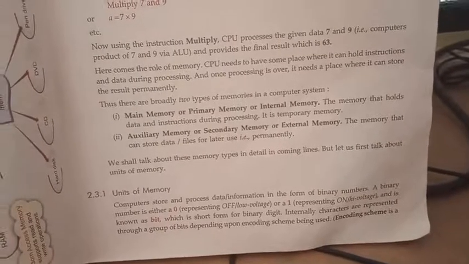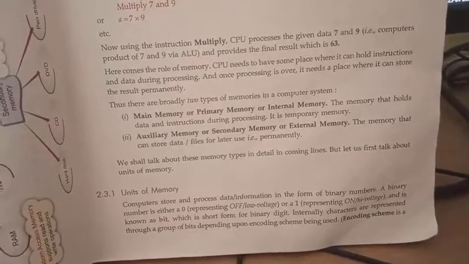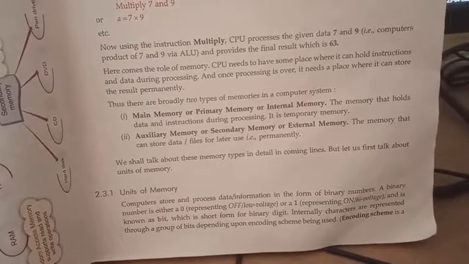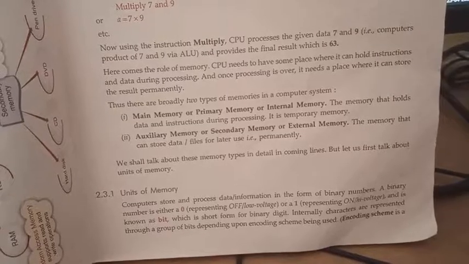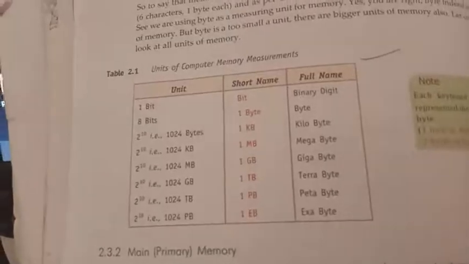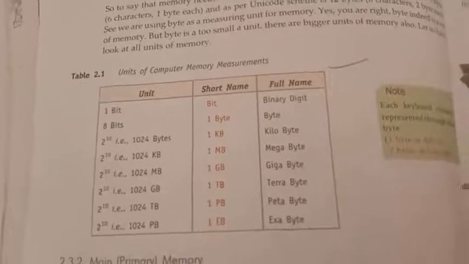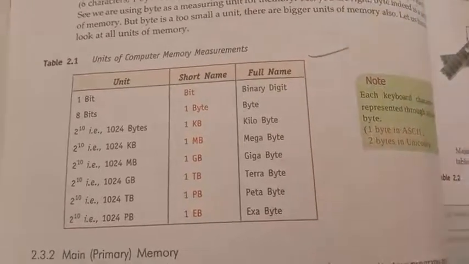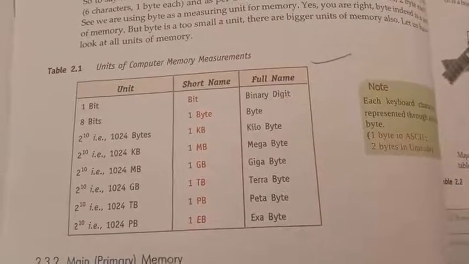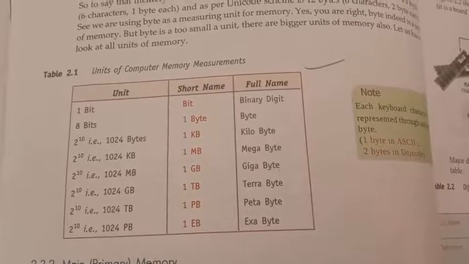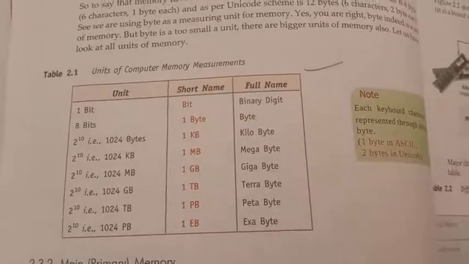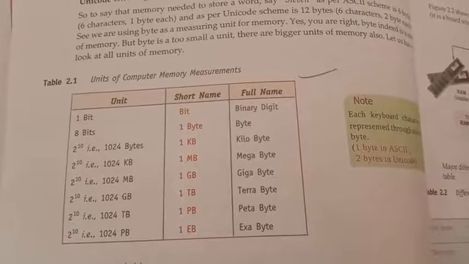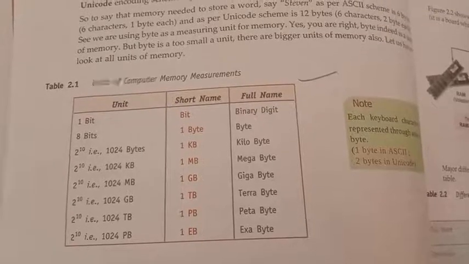Then we need to study the different units of memory. First you need to understand that bit is the short form of binary digit. It is the smallest memory unit. It represents either a 0 or a 1. Look at this table, units of computer memory measurement. The smallest unit is bit. 8 bits is called 1 byte. Then 1024 bytes is called 1 KB, kilobyte. Then 1024 kilobytes is called 1 MB, megabyte.